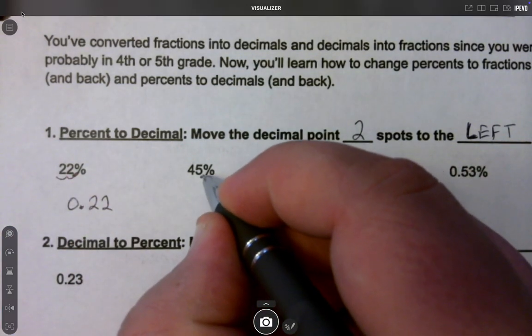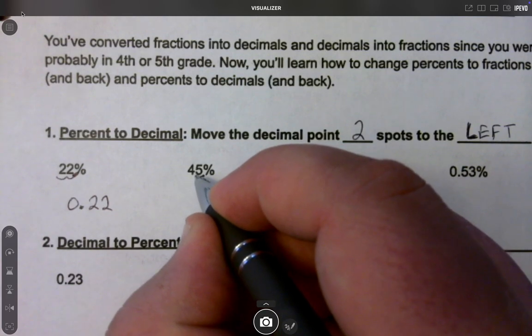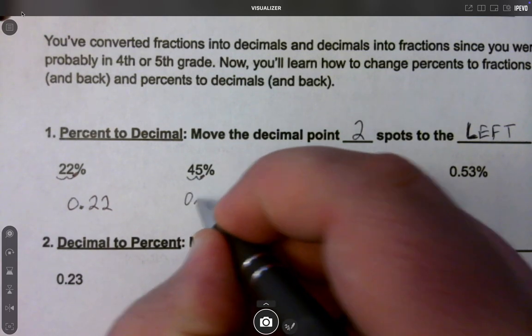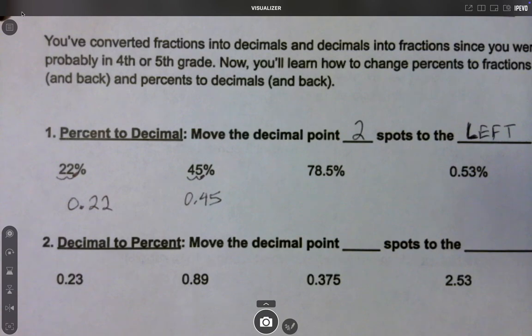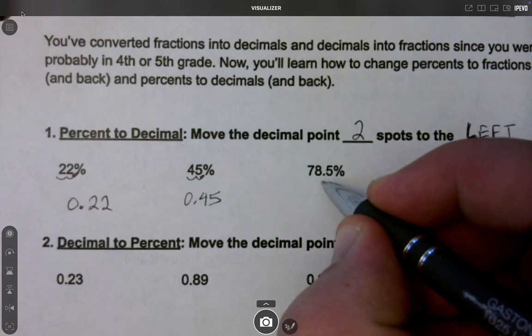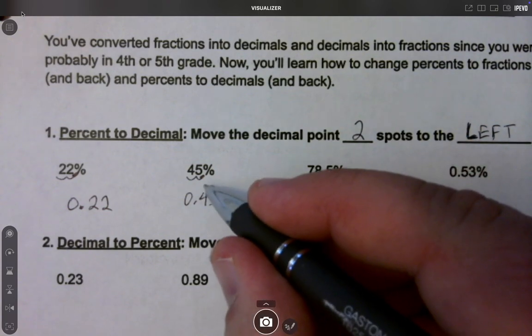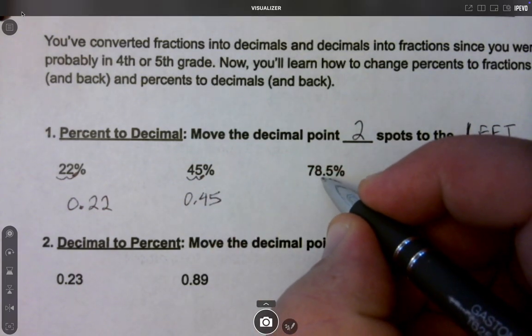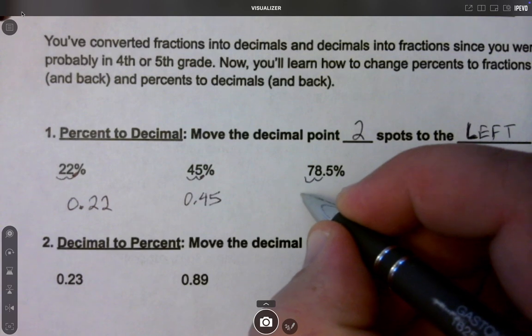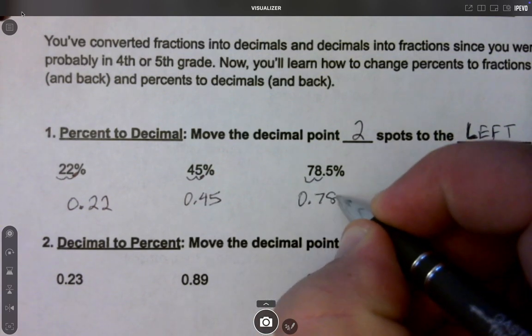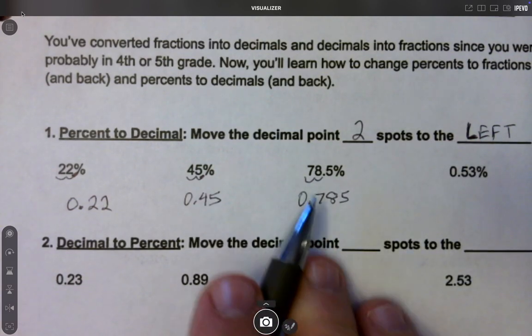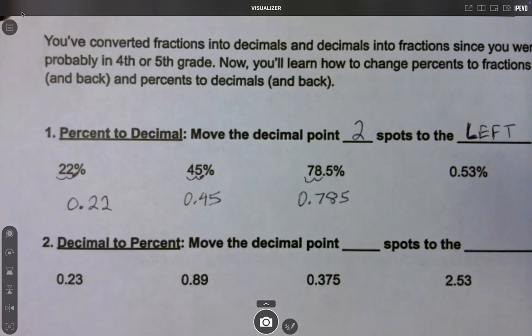Here we have 45%, so our decimal here, we move it to the left 2 spots. So we've got 0.45. Here there's a written one, not just an assumed or implied one like the first two, but we still just move it to the left 2 spots. So 0.785. So make sure you do include all the numbers that are included in the original.